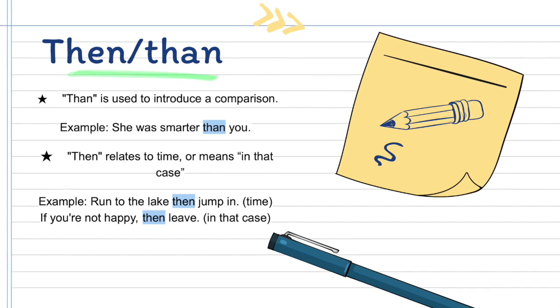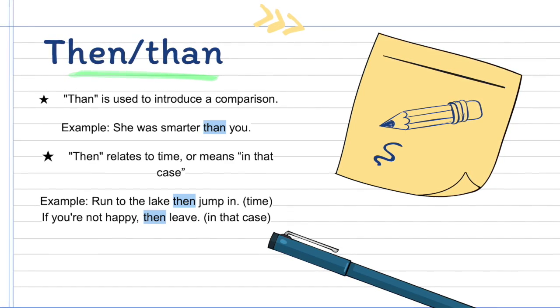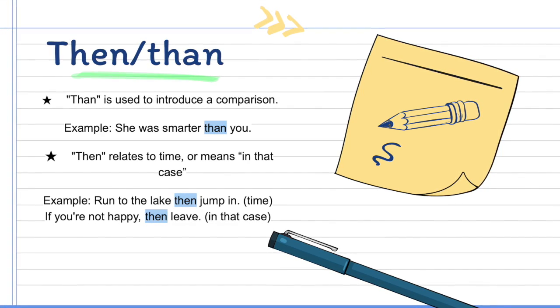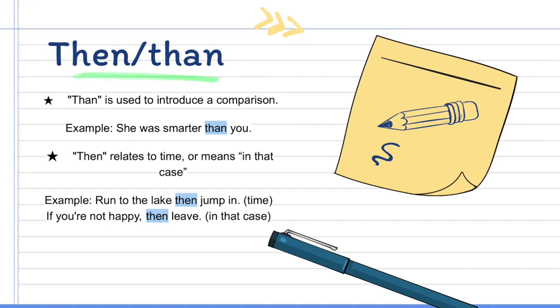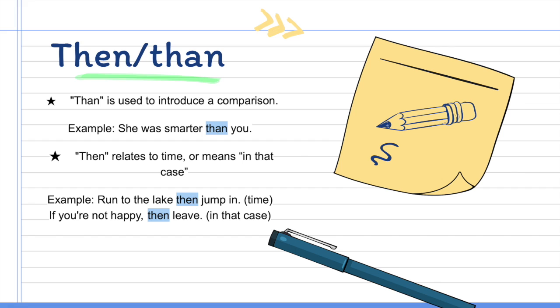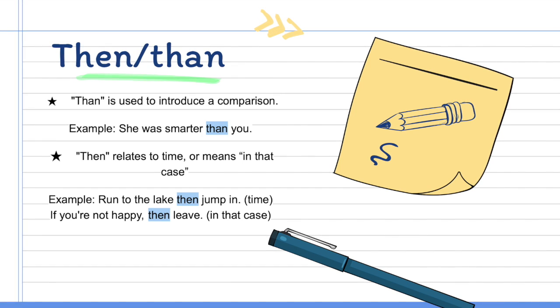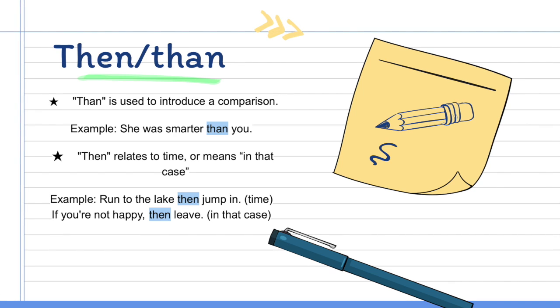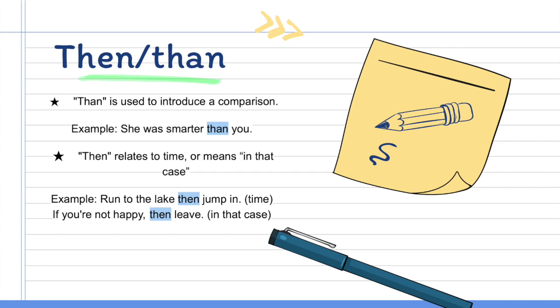So here we get to see the different instances of when than and then should be used. But than should always be used to introduce a comparison, and then should be used when it's either related to time or means in that case. If you ever have a question about these two, one thing you can do is ask yourself, am I comparing two items? And if you're not, then you will know that than should not be used.